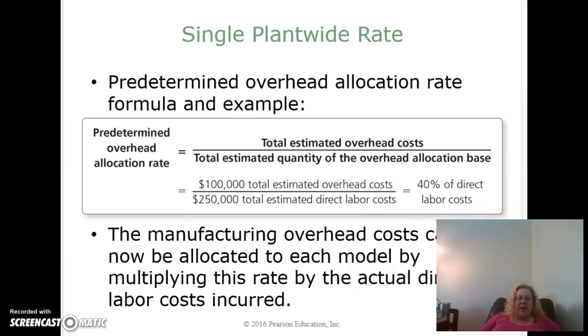The first step in allocating overhead costs to products is to compute the predetermined overhead allocation rate. The predetermined overhead rate is equal to total estimated overhead cost divided by total estimated quantity of overhead allocation base.